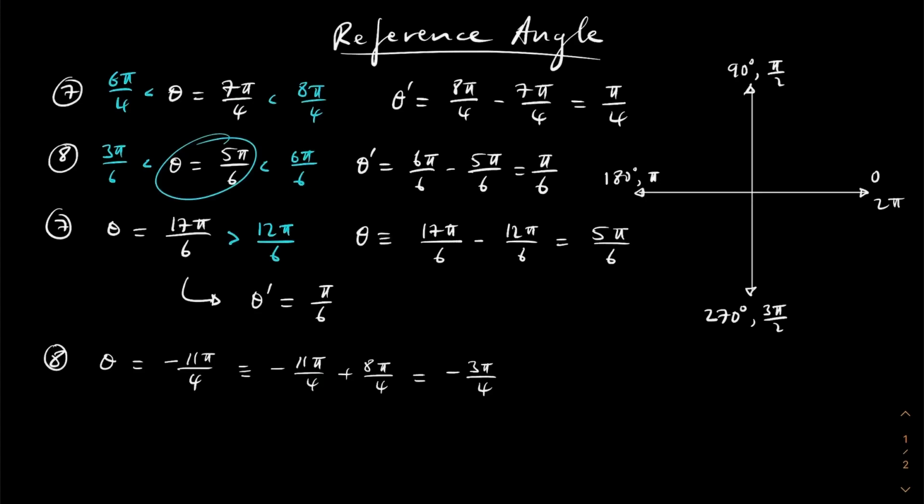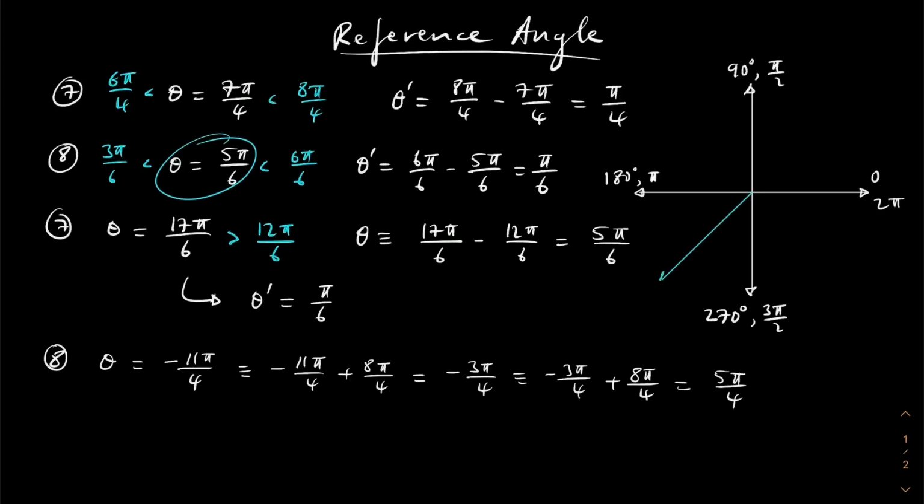And as we get to this particular point, you should be quick to notice that the angle is still out of the range of 0 to 2 pi. And so we're going to go ahead and add 2 pi again. This particular angle is going to be equivalent to negative 3 pi over 4 plus 8 pi over 4, which should give you 5 pi over 4.